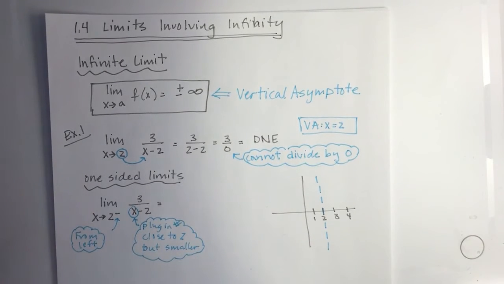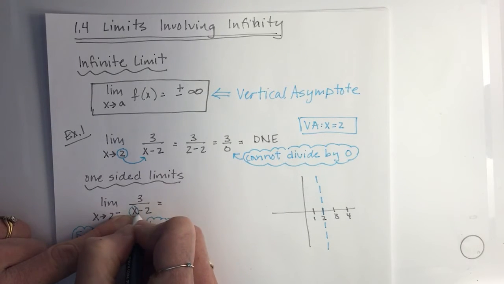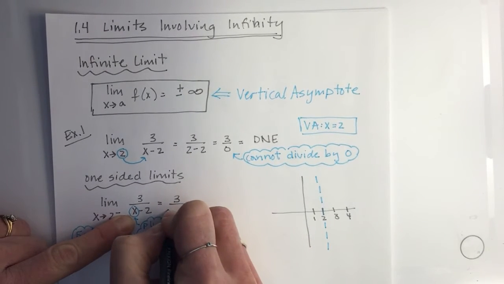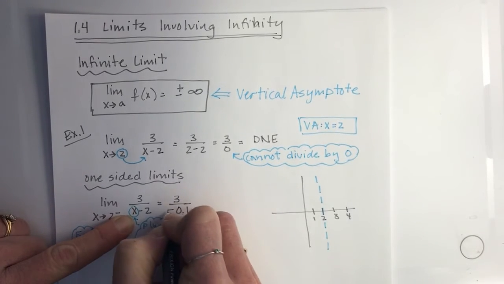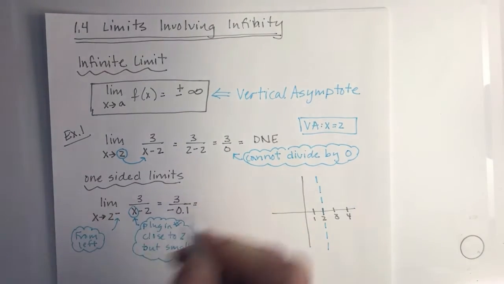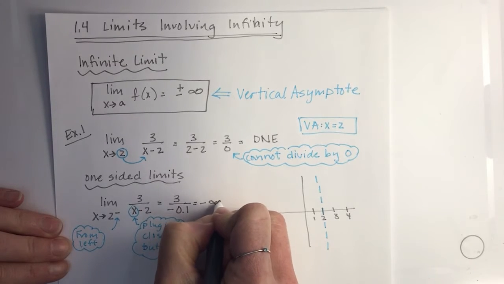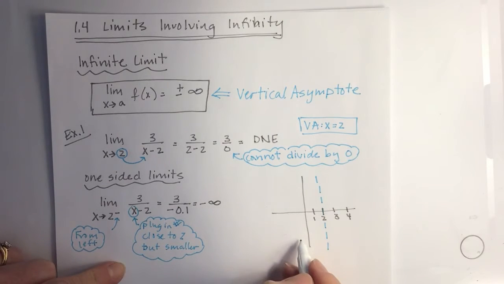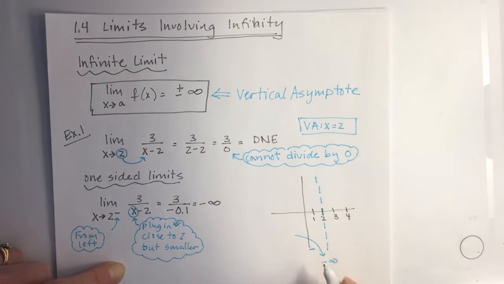Okay, we're plugging in a number like 1.9, say. That's going to be a really small negative number, right? Like negative 0.1, a really small negative number. So this is going to then go to, absolutely right, negative infinity, right? Negative infinity. So from the left, we're going down towards negative infinity, right? Okay.